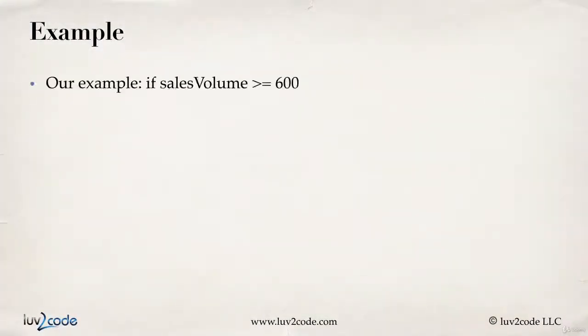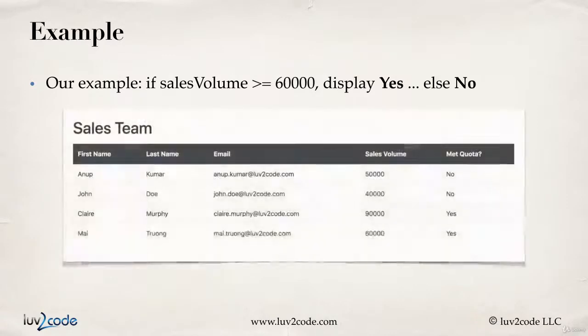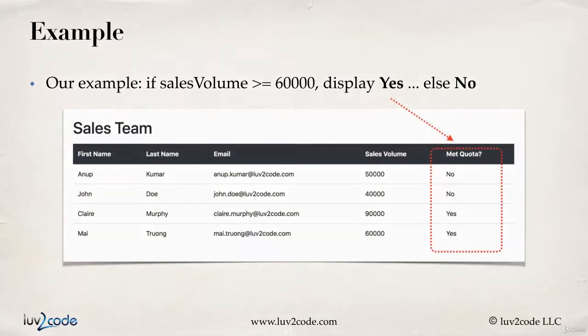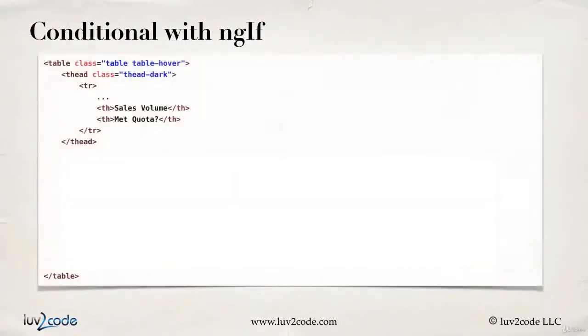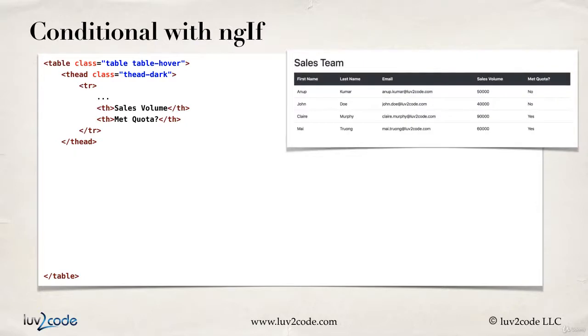Alrighty, so in our example, we want to check if the sales volume is greater than or equal to 60,000, then we'll display yes, else we'll display no. So in our little column here, met sales quota, that's the Boolean expression that we'll make use of. Sales volume greater than or equal to 60,000. So in our coding here, we can make use of a conditional with ngIf. So first off, in our table head, we'll set up a new column here, met quota. So that's the new column that we'll have over on the far right.